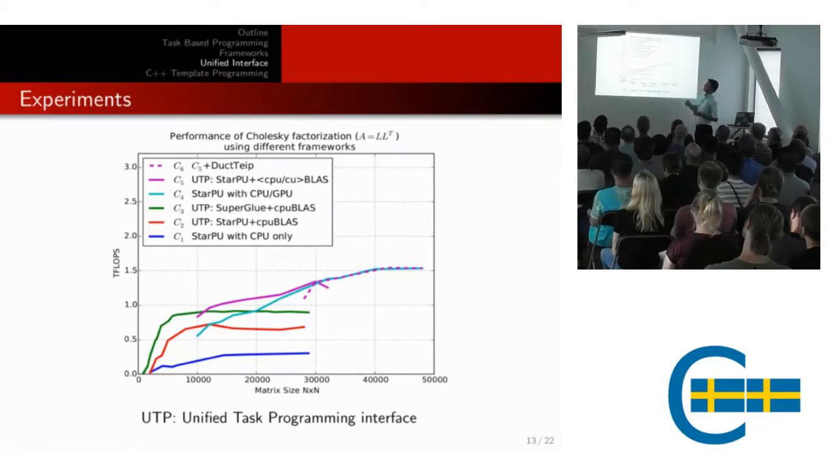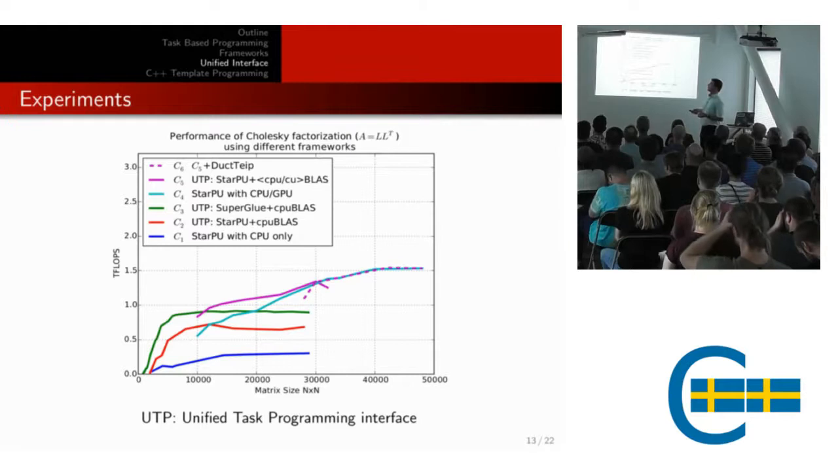But again, as an end user, I have also the opportunity to use DuctTeip to add, for example, hierarchical data partitioning and get the same result as StarPU without UTP. So the unified interface, to make it short, gives me, as the end programmer, the possibility to mix different frameworks together without changing my software, without changing my program.